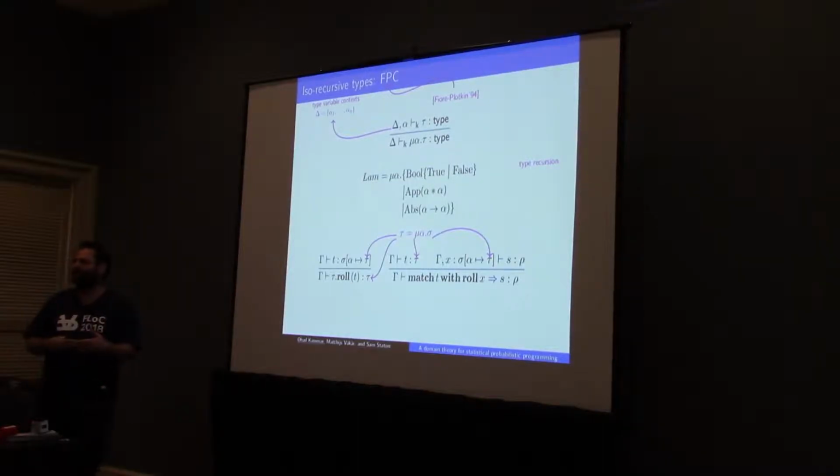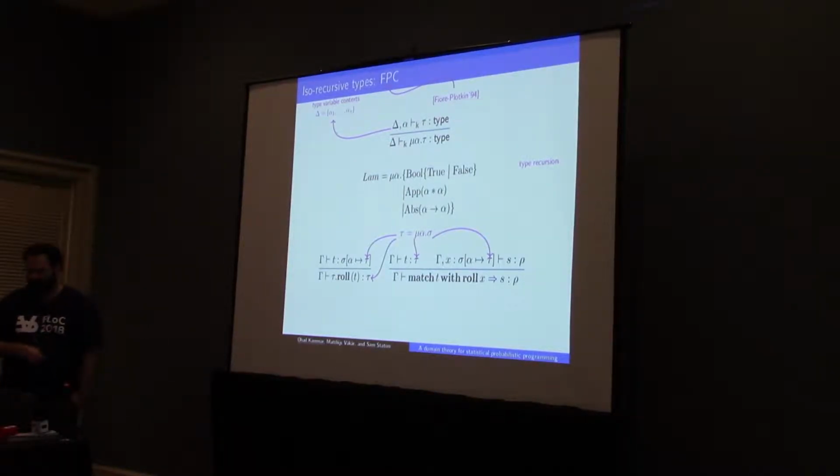And in fact, it's enough to just look at recursive types. You can encode, at least at higher types, term recursion using type recursion, and the setting is call-by-value. So we're looking at call-by-value with probabilistic effects and recursive types. Okay, so that's the setting.